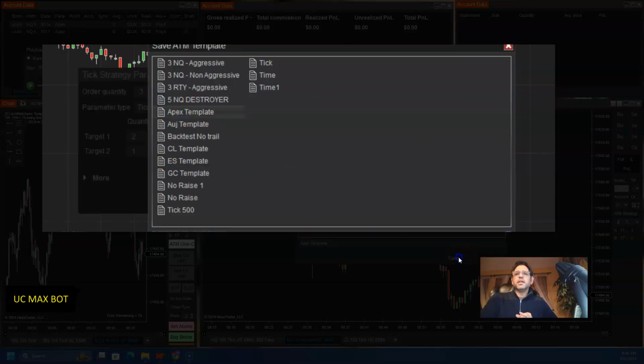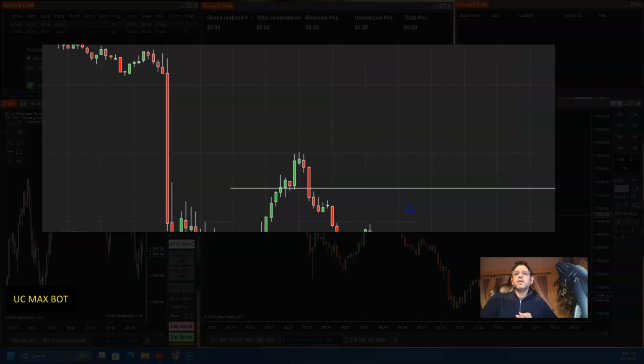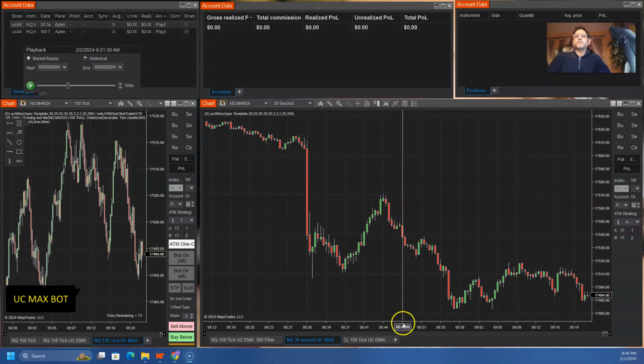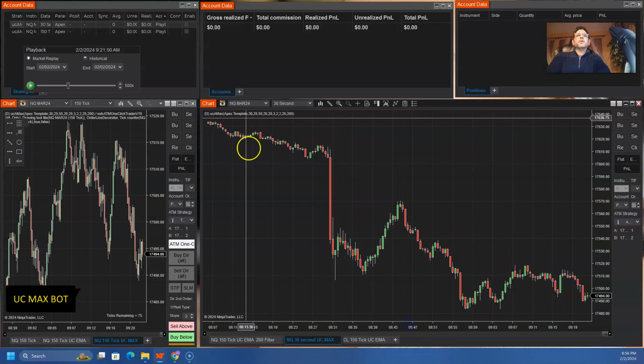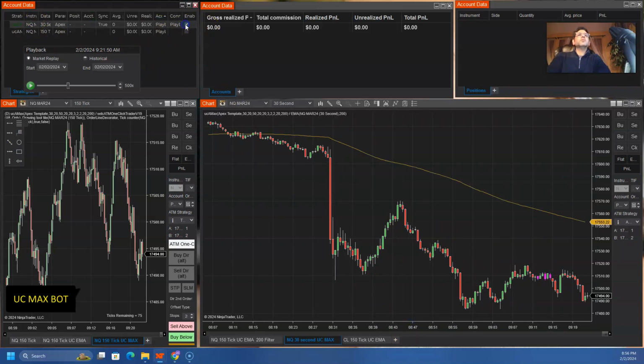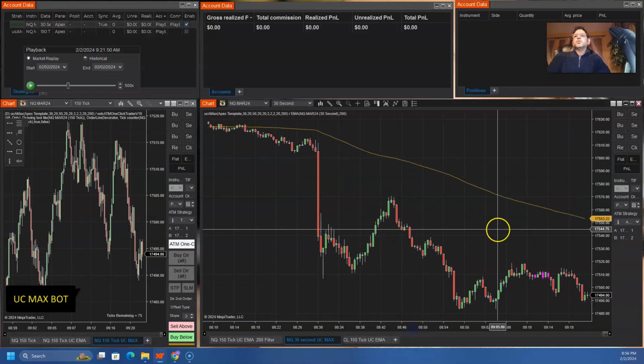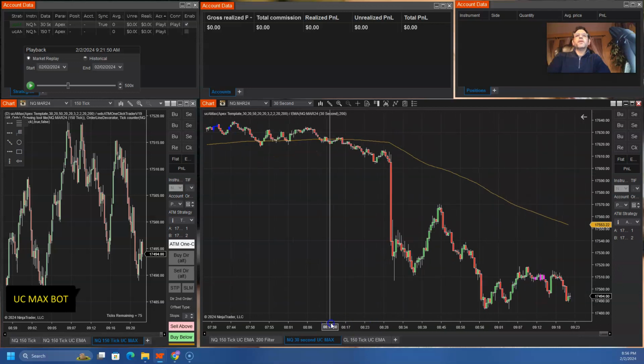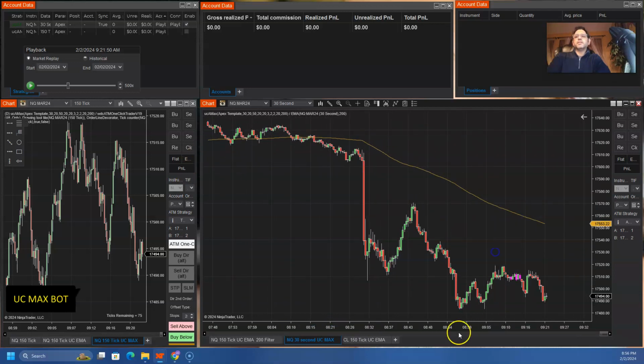Let's just call it Apex template. Okay, all right. And now let me move this thing over here so you don't have to see my pretty face. This one is on the second chart. These purple dots and the blue dots you see, those are all the trades that you would have gotten in. So this is a good thing.